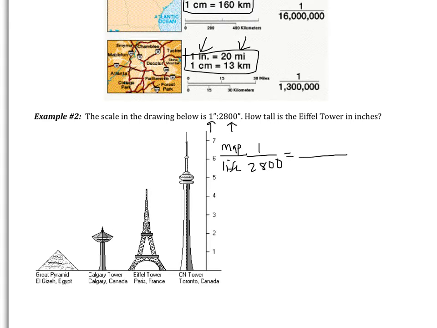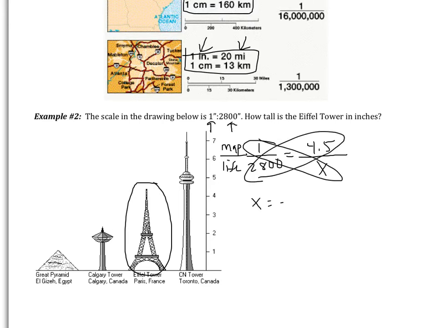Okay, so then we have this Eiffel Tower here. Looks like the Eiffel Tower is about 4.5 inches on the map. We want to know how tall it is in real life. Again, we're going to have to use cross products. 1 multiplied by x is just x. And then I have 2,800 multiplied by 4.5. When I do that, I get the Eiffel Tower is about 12,600 inches.